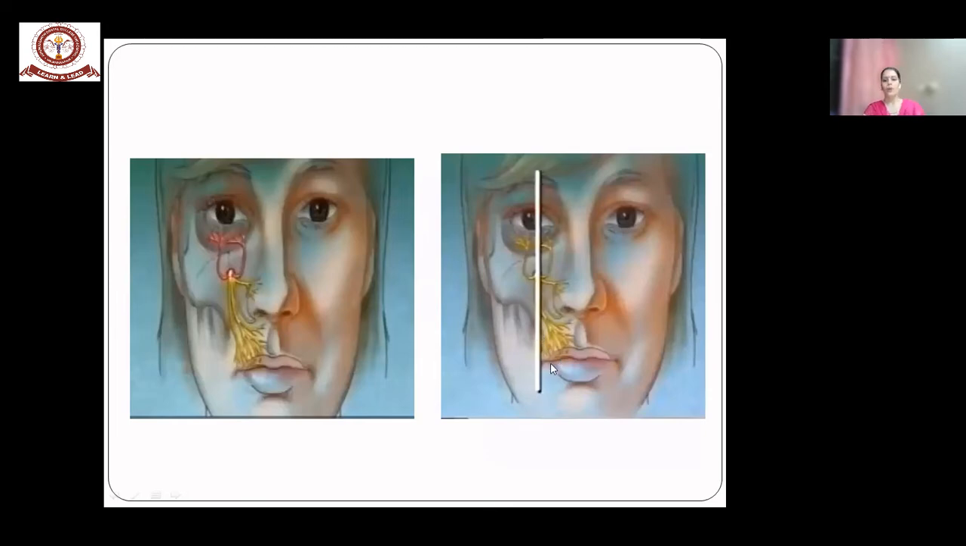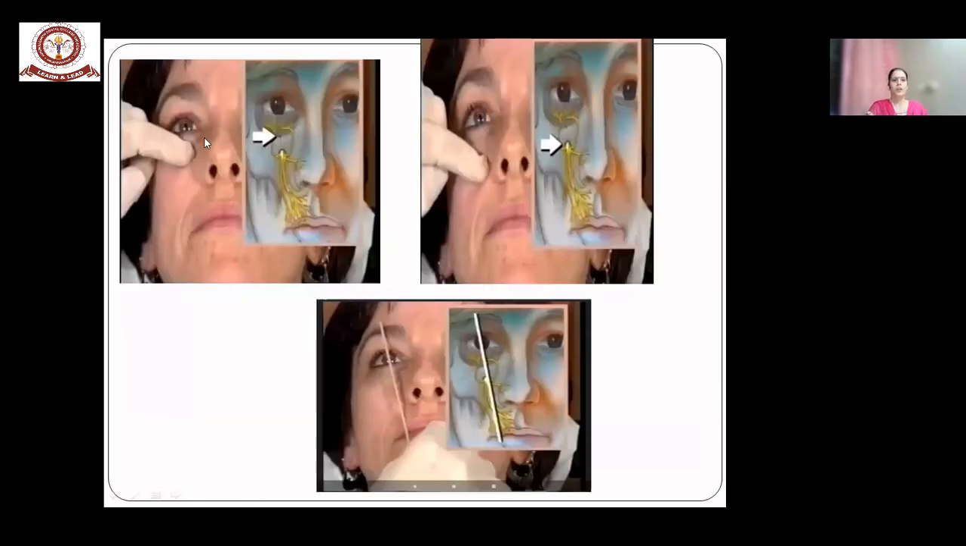Okay, so how to do this procedure? You have to palpate the infraorbital notch. Okay, a few millimeters below the infraorbital notch, you can appreciate the infraorbital foramen. This line lies in a vertical plane, that is the infraorbital notch, infraorbital foramen, and, as I said just now, the maxillary first premolar. All these three exist in a vertical plane.